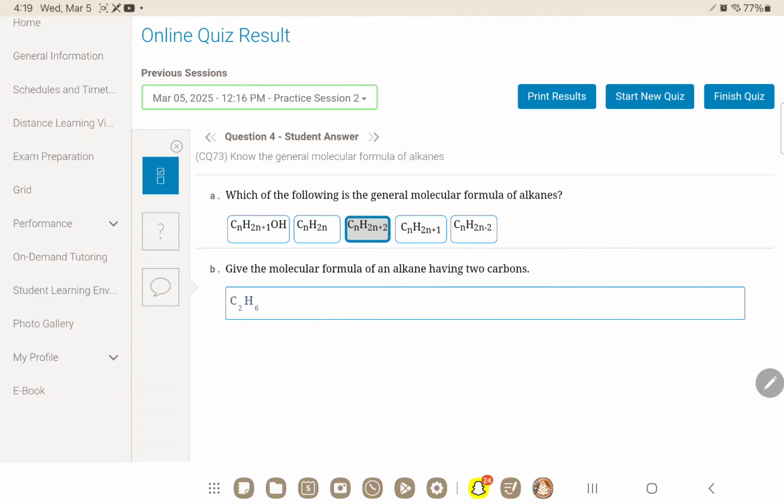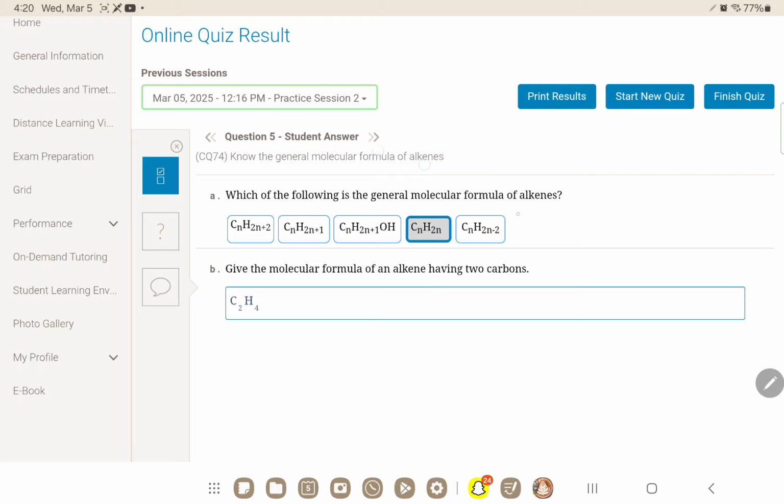Okay, so which of the following is the formula of alkanes? Memorize this. It came in our AMS 2 weeks ago because nobody did the AMS last week. This is the alkanes, and for the one having 2 carbons, it's C2 and H2n plus 2. So you're gonna have C2H, 2 times 2 is 4, plus 2 is 6. Moving on.